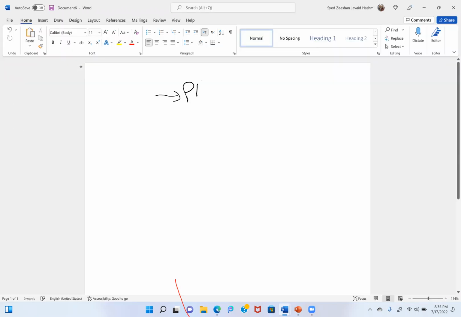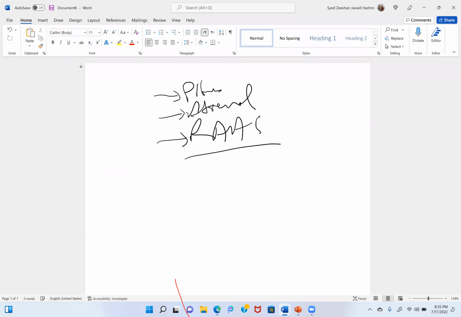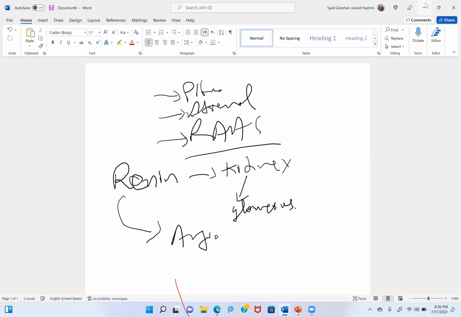So we can think about pituitary, then we think about adrenal. There is one other system which is very important for fluid and electrolyte balance. What is that system? RAS. Renin, angiotensin, aldosterone system. Okay, its mechanism starts from renin, from the kidneys. Which part of kidney? The juxtaglomerular apparatus. Okay. And then renin acts on angiotensinogen, which is formed by the liver.